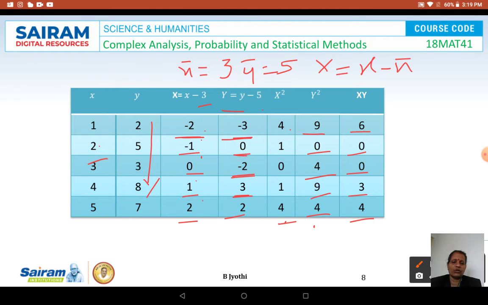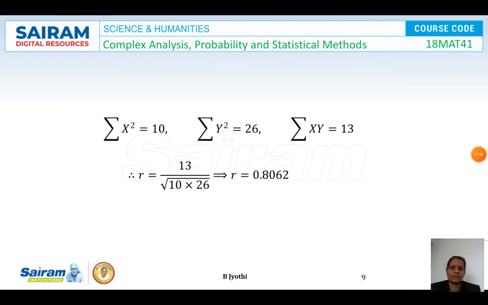Now having all these values, let us have the sum of x squared, y squared and xy. So sigma x square is given by 10, sigma y square is given by 26, sigma xy is given by 13. Therefore, r is given by sigma xy divided by root of sigma x square into sigma y square. Which on calculation gets 0.8062.